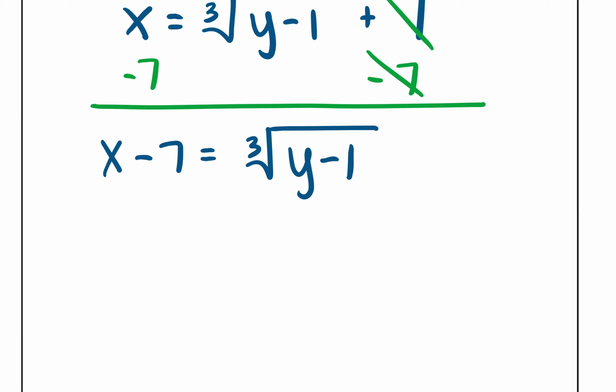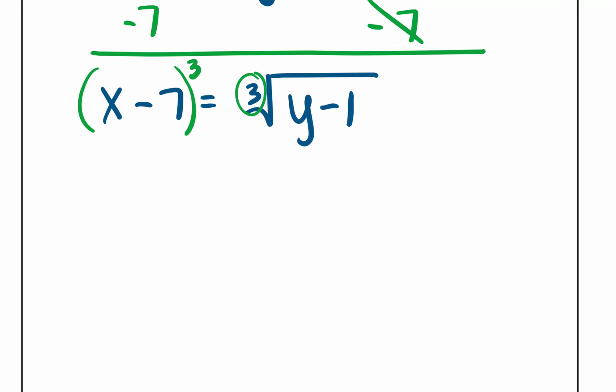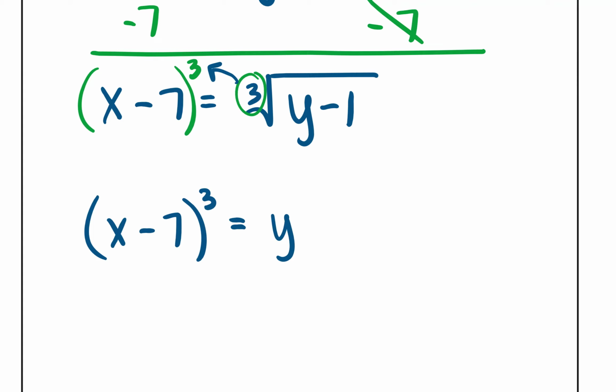Okay, and then, just like we've done before, whatever my index is what I will put as my exponent over here. So if my index were 2, it'd be squared. If it was 4, it'd be the 4th. Right? We've done this before. Hopefully you've been doing this. So now I have x minus 7 cubed equals, and then of course because I had moved my index, that goes over here. My cube root goes away. I just have y minus 1.